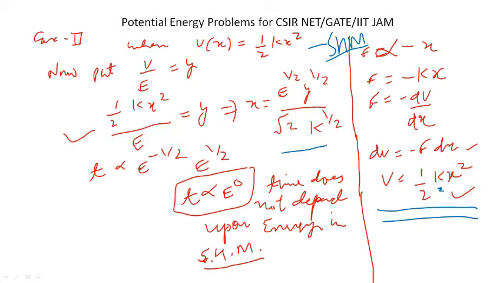When we put this value in the earlier relation which we found for time period, then it comes out that T is proportional to E to the power 0. Here you see that time does not depend upon energy in case of simple harmonic motion, so it is also a very important relation and you have to remember it.